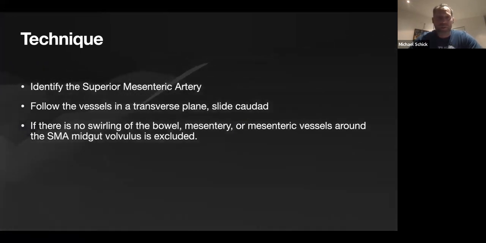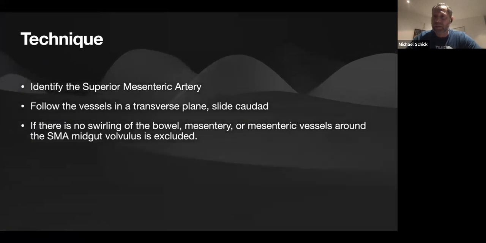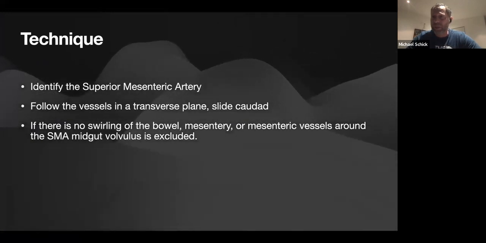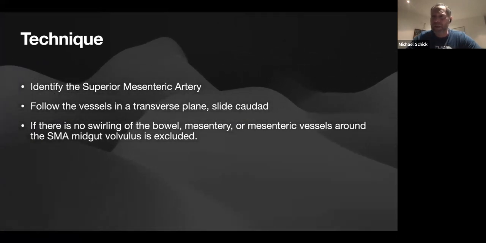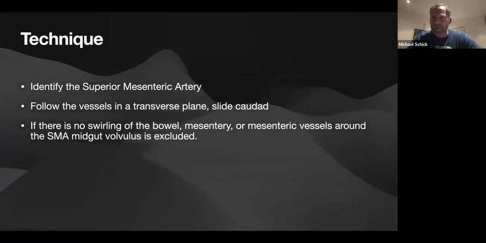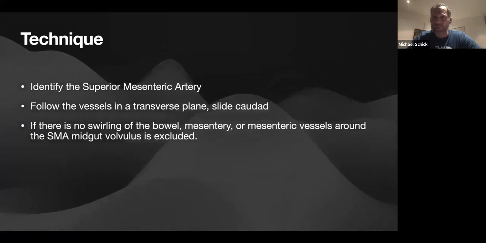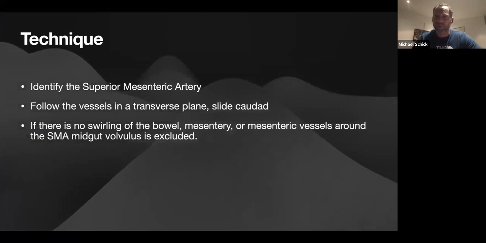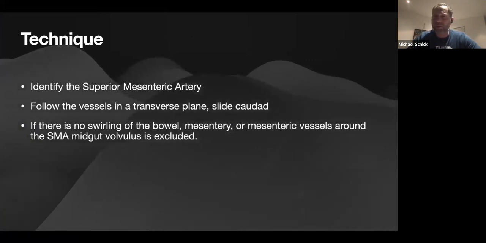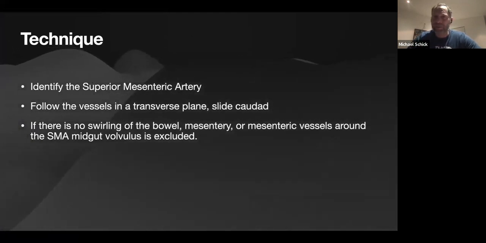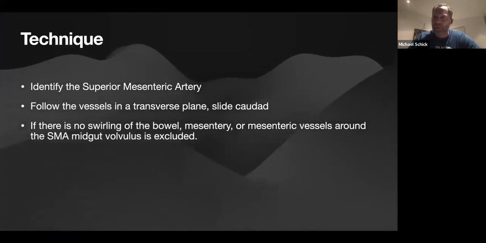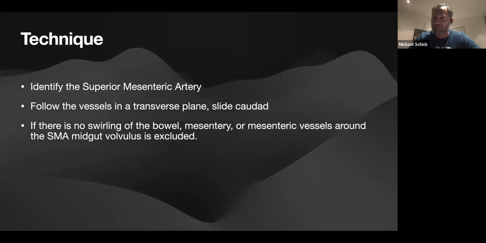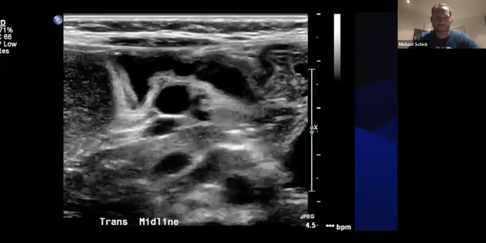So the technique for this is you want to identify the superior mesenteric artery. And if you've done any point of care ultrasound for AAAs, abdominal aortic aneurysms, you can definitely identify the superior mesenteric artery. So if you identify it in the transverse plane, you just follow the vessels and you slide caudad. And if there's no swirling of the vessels with the mesentery, then you rule out the diagnosis.